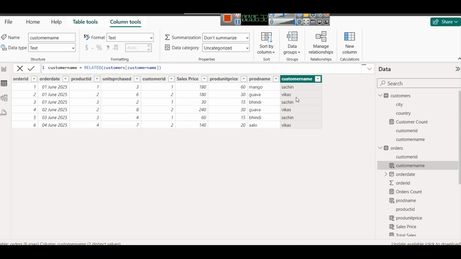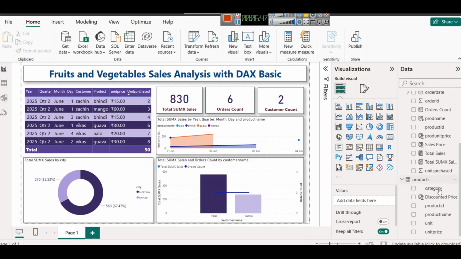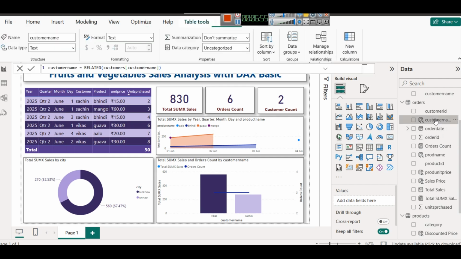Now you can see Sachin, Vikas. How is it relating? Because we have created the schema. We have created this model diagram, right? We have established relationships. So this way, just check this, what we have studied so far. If you use the RELATED function in Power BI, you will be able to find out value from another table.